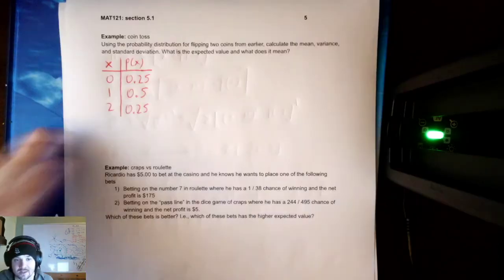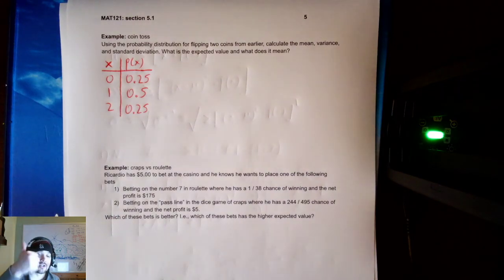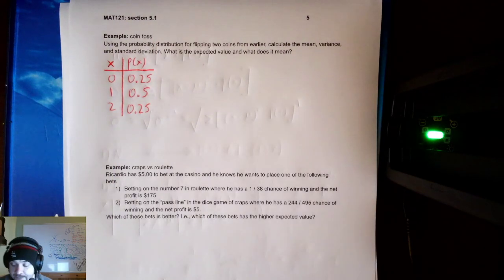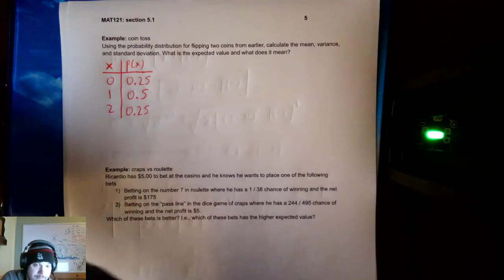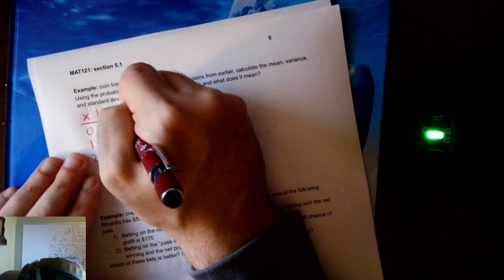To be those numbers. Now, if this was a question, you'd either need to first come up with that table, or second, it would be given to you. One of those two things would need to be true, right? You need the probability distribution before you can do any of these calculations. So, we're trying to calculate the mean, variance, and standard deviation. So here is where we're going to add those other columns.